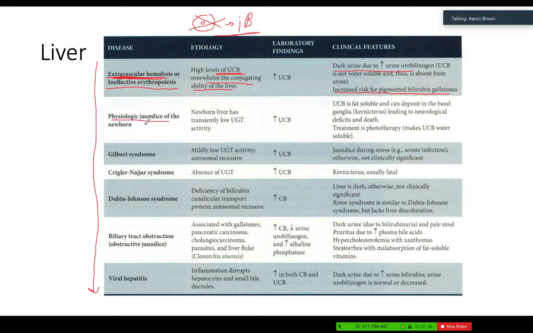Physiologic jaundice of the newborn occurs because the liver has transiently low UGT activity. That's something we can see, and it's totally normal. We'll do a little phototherapy. Phototherapy makes unconjugated bilirubin water-soluble. This is what I was saying before: we're not conjugating indirect bilirubin, but we are making it less damaging. It's now water soluble, so we can urinate it out. Gilbert syndrome, Crigler-Najjar, and Dubin-Johnson, which we talked about, are all causes of jaundice.